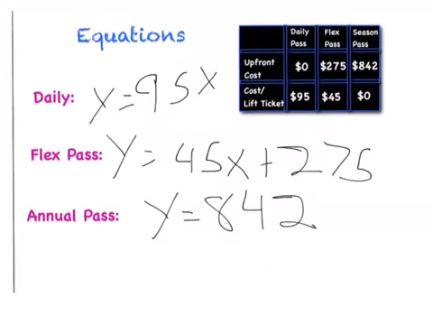Here are the equations for each of the daily pass, Flex Pass, and Season Pass. Daily pass is y equals 95x, and that is true because 95 times the number of days used equals y, or the price of the ticket, or overall cost. Flex Pass is y equals 45x plus 275, because 45 times the number of days plus 275 equals y, or the price overall. And then the Season Pass is just $842 for the whole time, no matter how many days you ski.